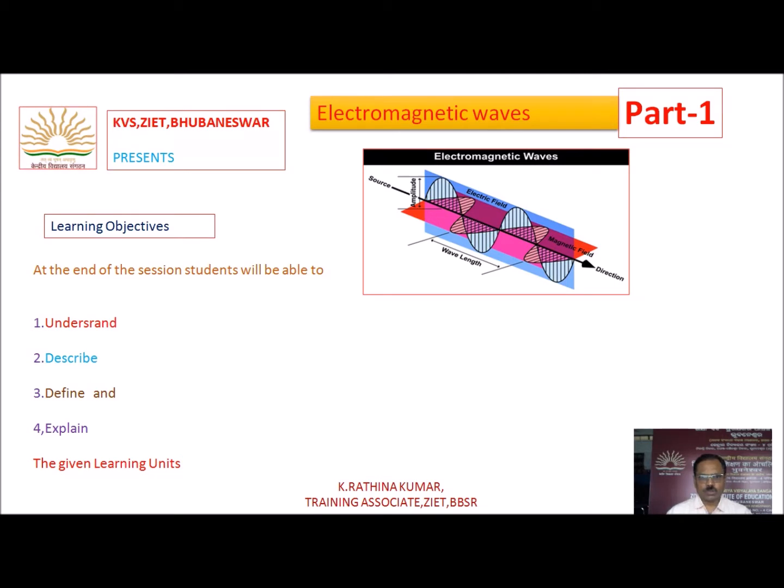Today we are going to discuss electromagnetic waves, part 1. The learning objectives are: at the end of the session, students will be able to understand, describe, define and explain the given learning units.